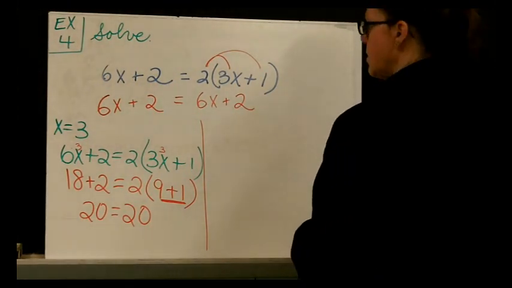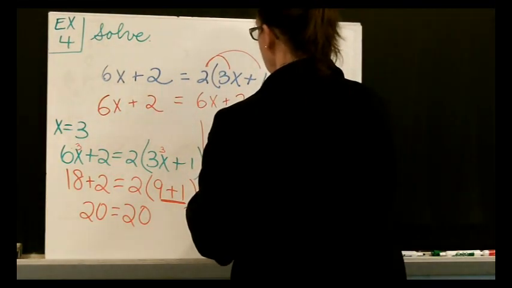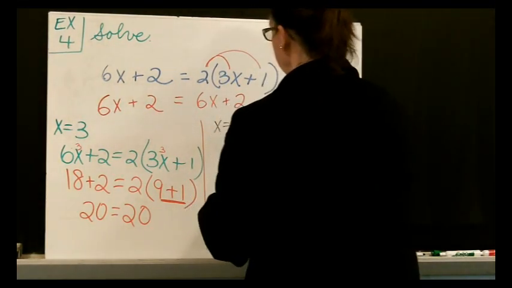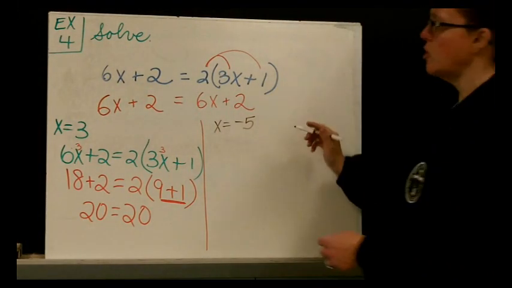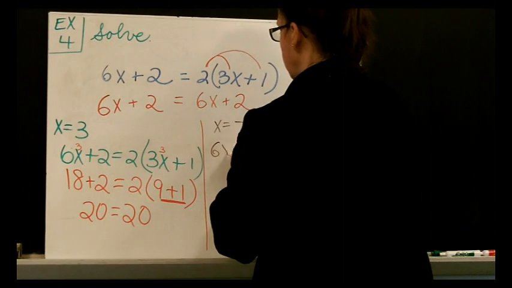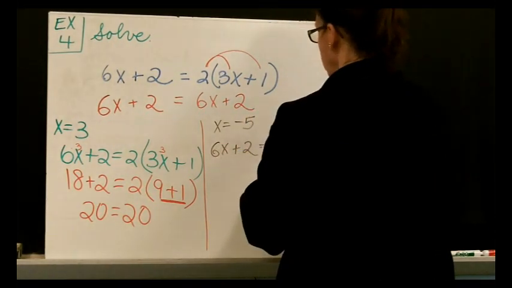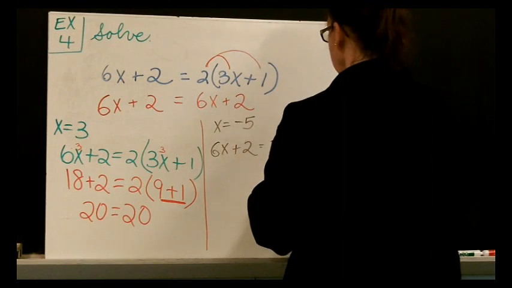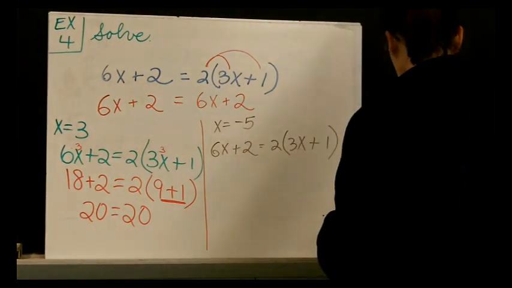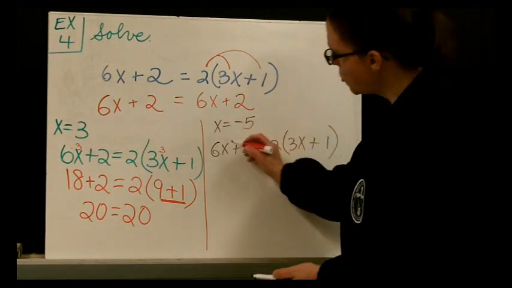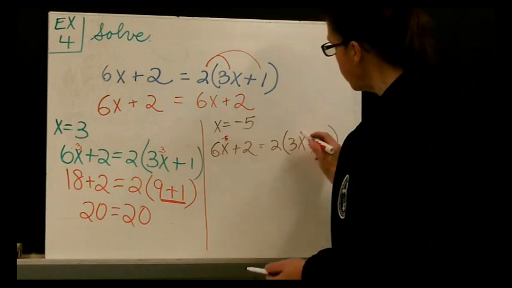This time, let's say that x will equal, I don't know, how about a negative 5? So again, we're going to go to our original equation. 6x plus 2 equals 2 times the quantity, 3x plus 1. But remember, what we're going to do is substitute our negative 5. So I'm just going to put a little negative 5 up here.